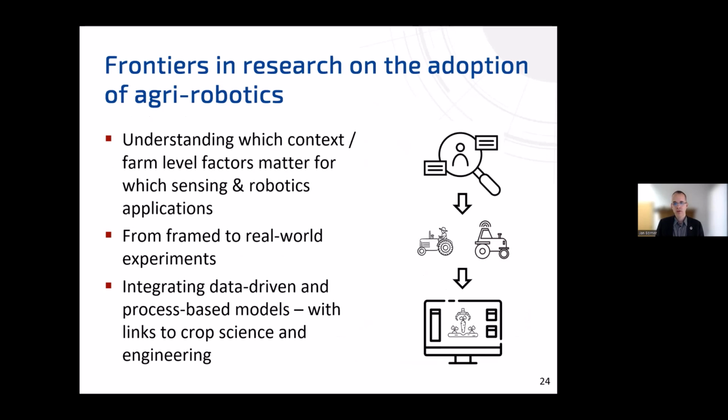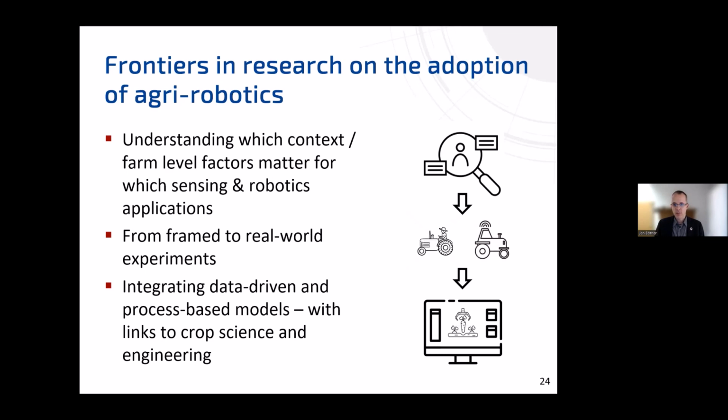So I think what we need to do is to understand better which context and farm level factors matter for which sensing and robotics applications. We now have sort of zoomed into one technology in one certain setting, and we have looked at what that might mean for adoption, but there are many more context realities that might matter. And of course, we can't do research on all of them, but we would like to get some understanding of which factors are really important and which factors are less important.